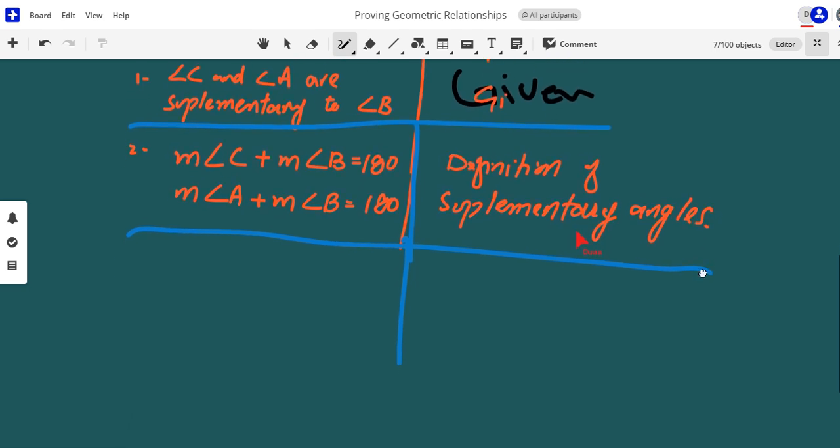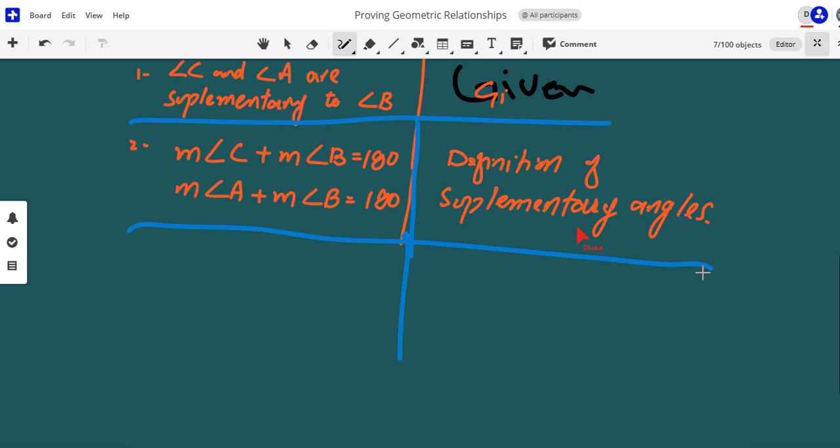Now, very easy. Can you see that the left sides and the right sides are equal? One sentence is equal to the other one, and the right sides are equal. So I can apply the transitive property of equality. That means the measure of angle C plus the measure of angle B is equal to the measure of angle A plus the measure of angle B.